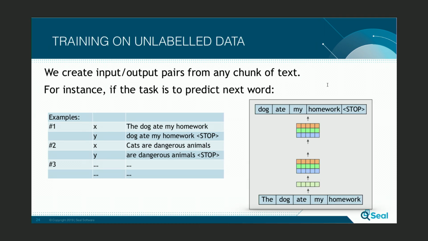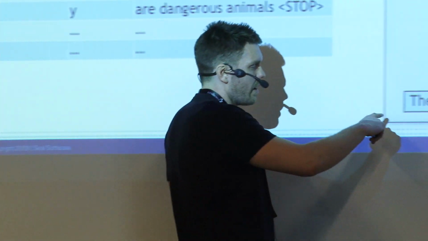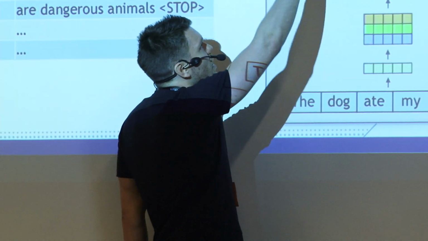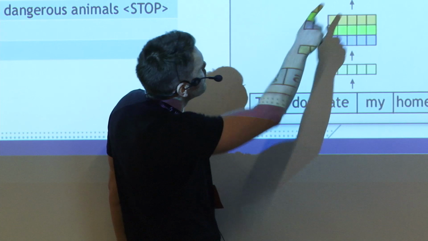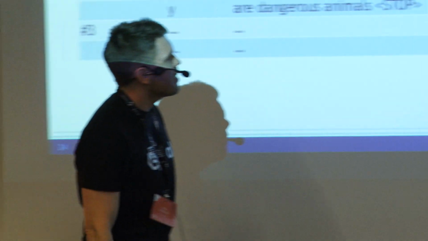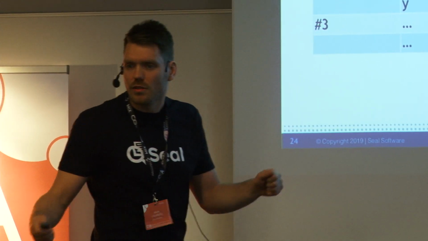And then I try to train the transformer so that if I input the dog ate my homework, it should output the dog ate my homework stop there. And I do this for all the sentences, and I want to optimize some cross-entropy loss, for instance, so that it sort of performs well.